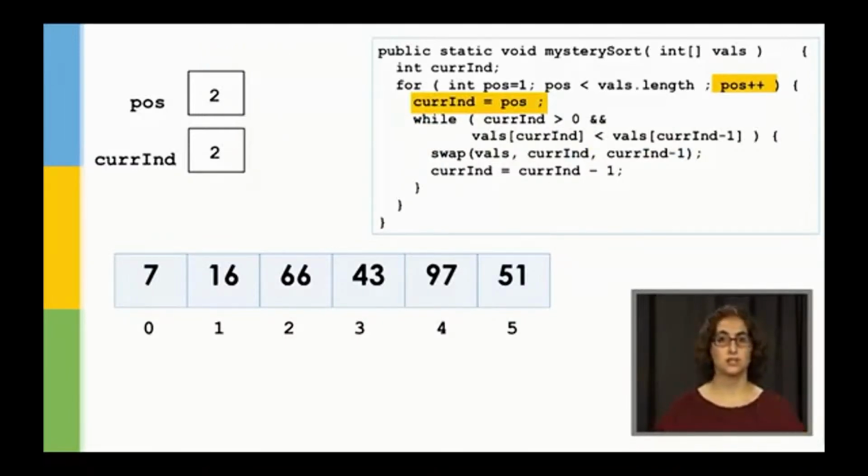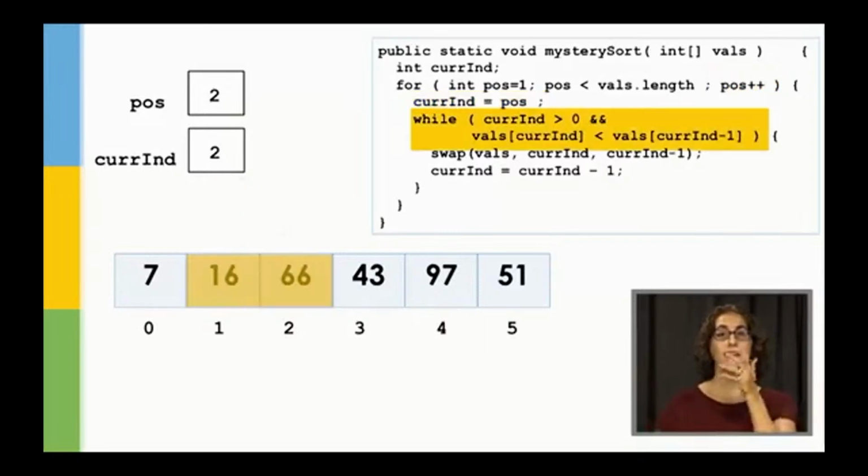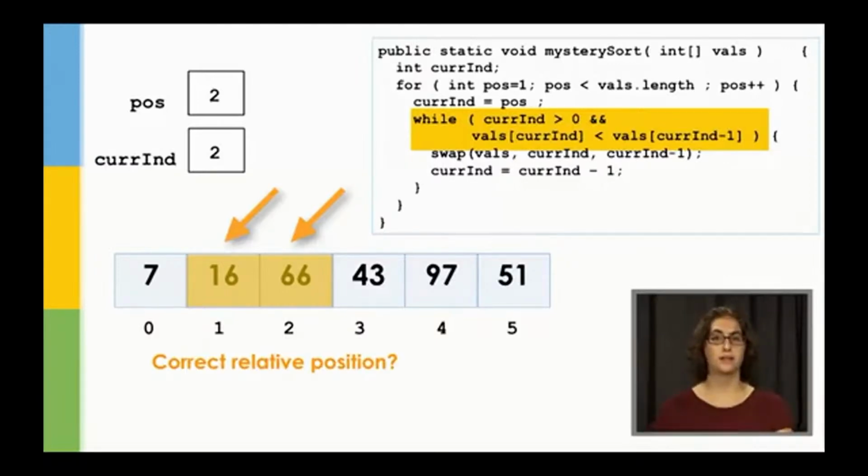Okay, so now position is 2, and the cur index is initialized at the top of the body of the for loop to be 2. And again, we have to check the condition for the while loop. And we look, is the current index positive? Yes, okay. And now we want to compare the value of the array element at position 2 to the value of the array element at position 1. And basically look at what's happening here. We're asking whether they're in the correct relative position to one another. We're asking whether 66 is less than 16 or 16 is less than 66. And in the array as it stands right now, 16 and 66 are in the correct relative positions, so we don't need to do anything.